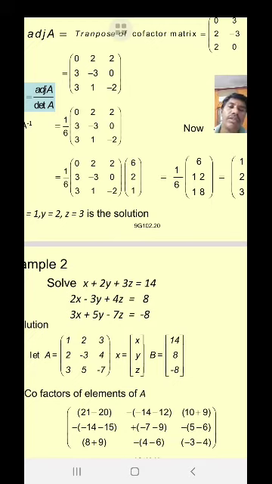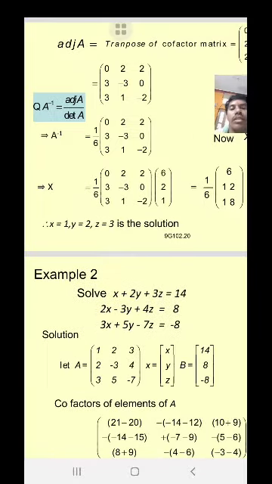Next, outside we have 1 by 6, so we take it inside, that means we multiply it with each element. So 6 by 6 is 1, 12 by 6 is 2, 18 by 6 is 3, that is 1, 2, 3. Therefore x equals 1, y equals 2, z equals 3. This is the solution.